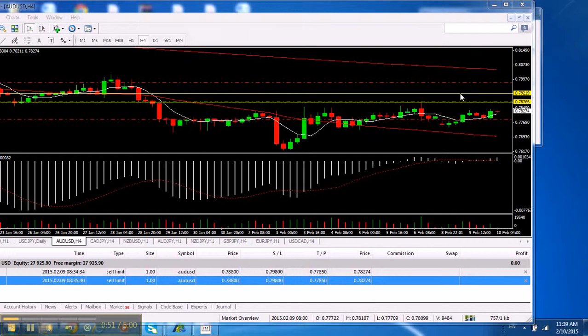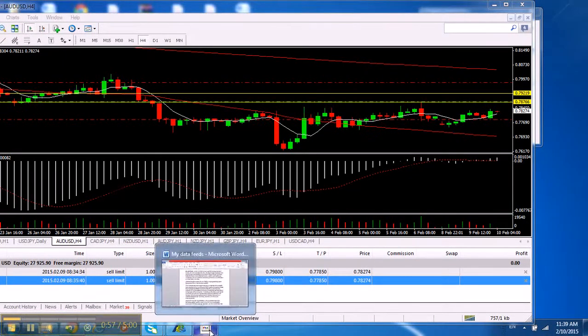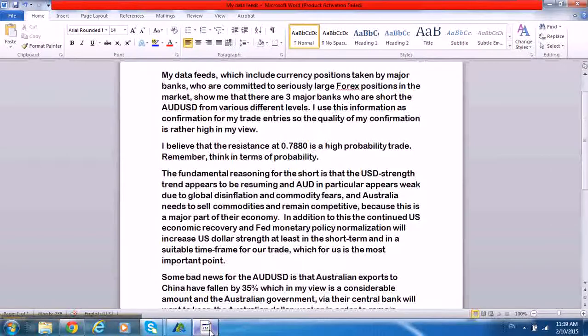There's three of them which I have confidence in are short the Aussie US. And I'm going to go for a 95 pip move. I've got two positions on, so I could end up with 190 pips, which would be a very nice trade situation. And I'll have to wait a few days for this to develop. If it goes the other way, then obviously I'm going to lose.